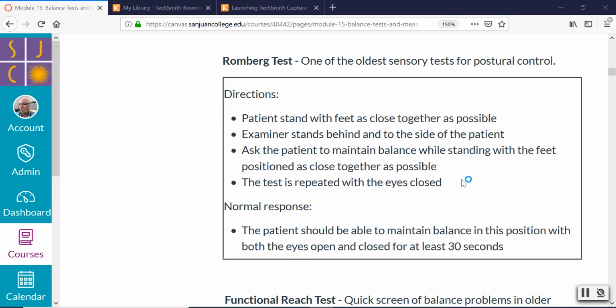So have them do it both ways. If they're able to do it with both their eyes closed and with their eyes open without any real movement, like if they're starting to sway, especially once they close their eyes, or even before then, if you have them put their feet together and they can't keep from rocking around, they don't have good balance.